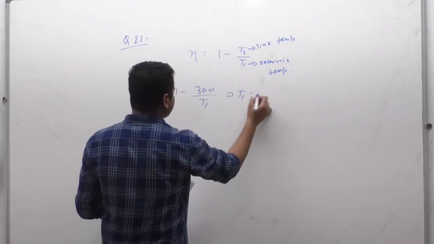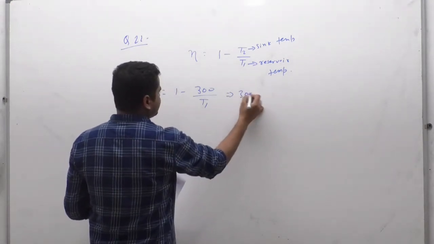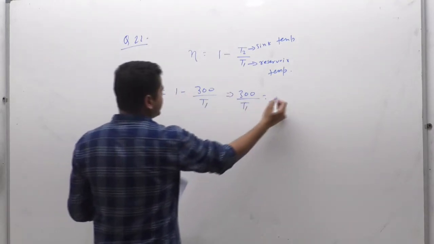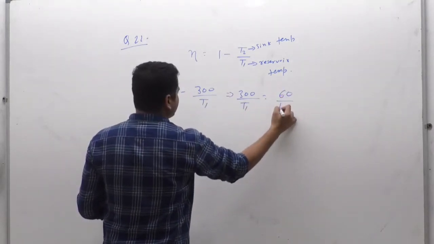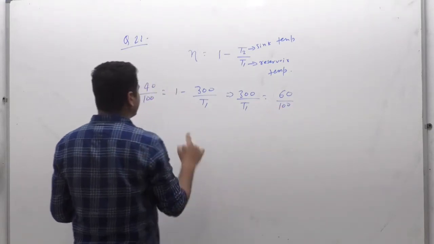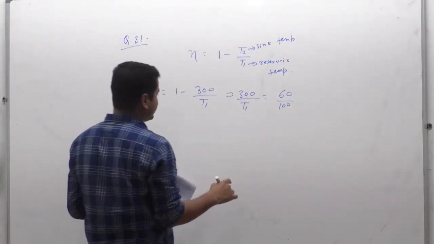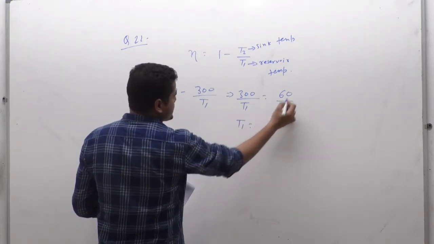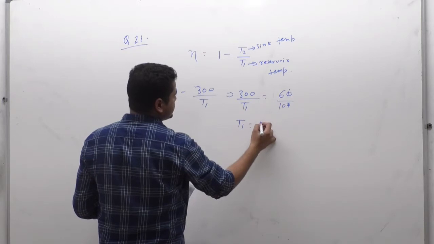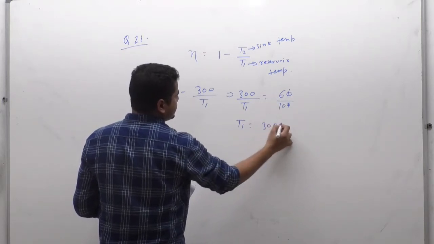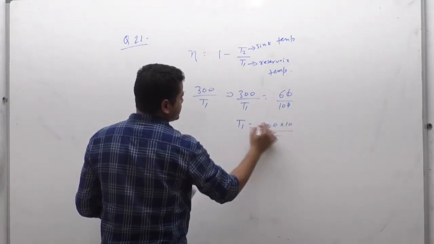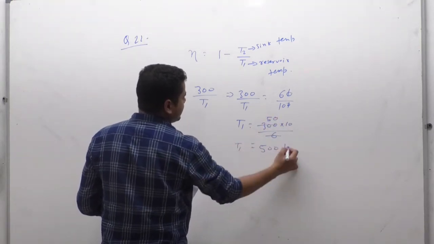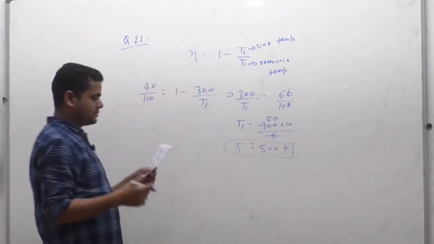From this one you will be able to calculate T1. From this expression, 300 upon T1 equals, bring 1 that side, you will get 60 upon 100, correct? 1 minus 40 upon 100 is 60 upon 100, and from that you will be able to calculate T1 equal to 300 into 10 upon 6, which is equal to 500 Kelvin. So this is the initial temperature of the reservoir.